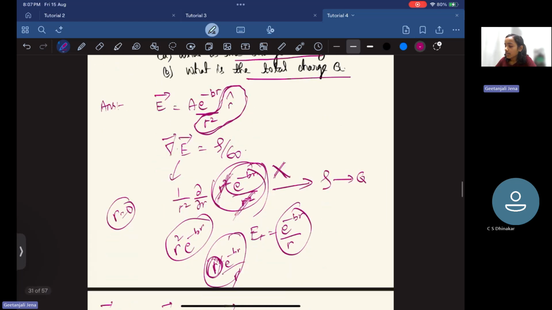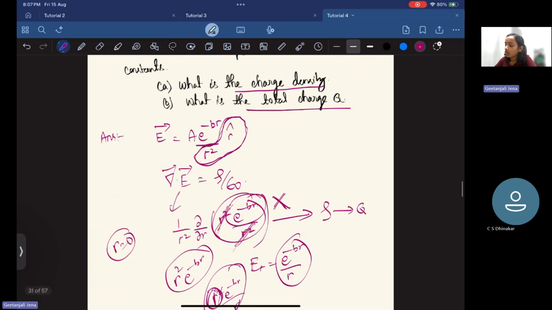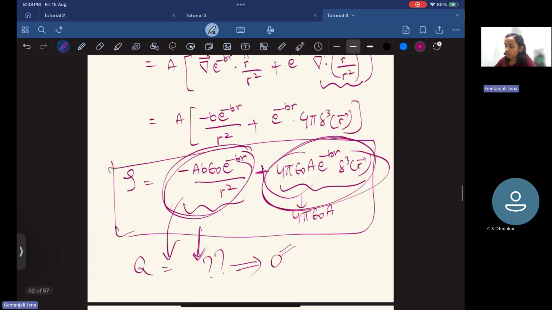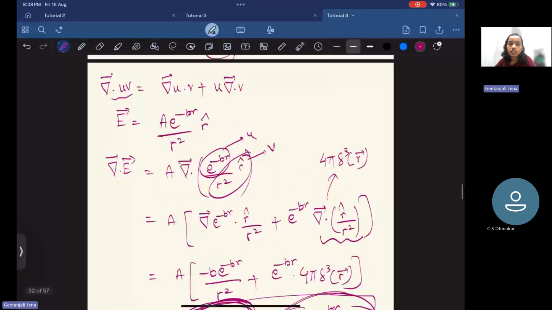So if you recall, if you want to find the divergence of E for any type of electric field, what do you do? The formula is 1 by r square, dou by dou r of r square E_r. And because this field has an r square term, this r square will cancel. What you will get is 1 by r square minus b e to power minus br. But this is wrong. This is only half of the solution. You can see here, this is the half part of this charge density. The other part is the origin.